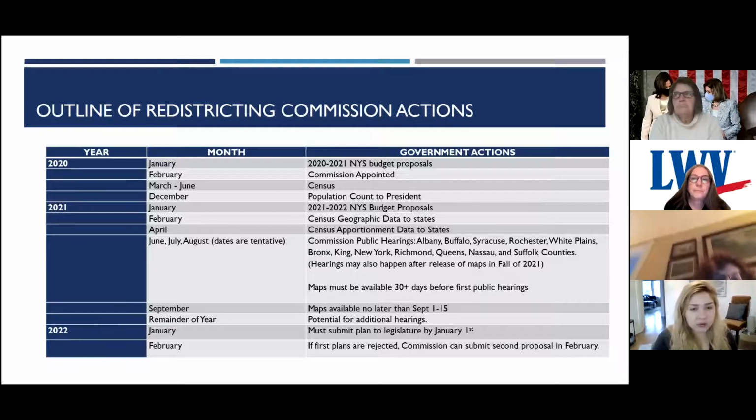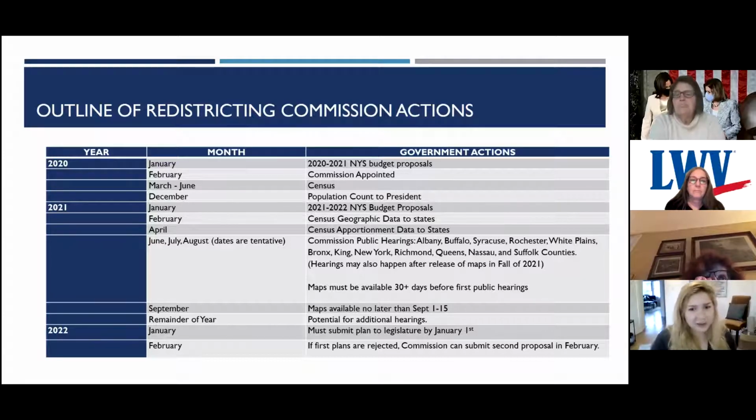So those hearings are supposed to happen before September. The map drafts have to come out in September. They have said they will more than likely have another set of hearings in the fall to talk about those maps. And then the plans are due to the legislature on January 1st. You might be thinking, legislature? I thought this was a commission.